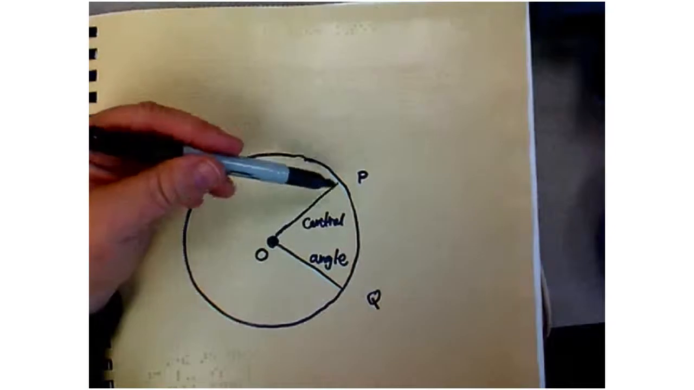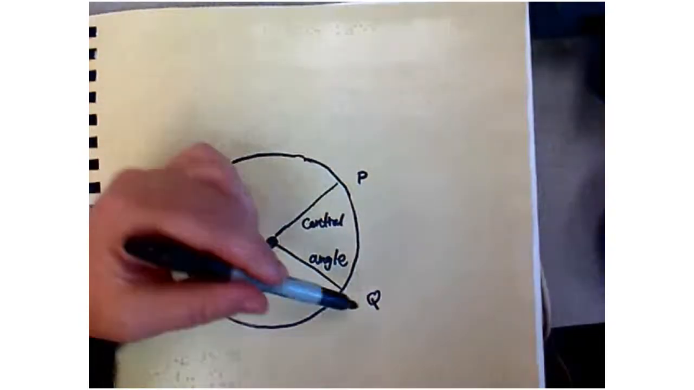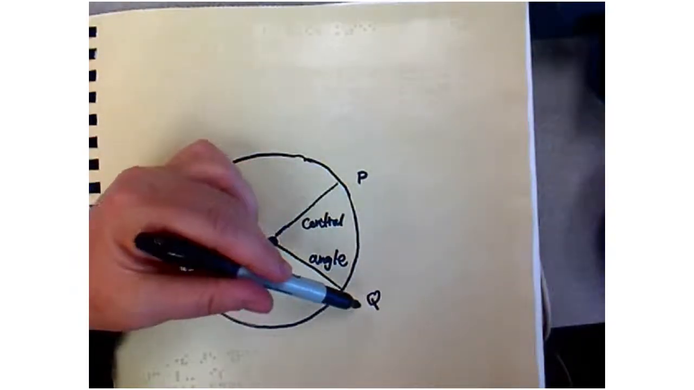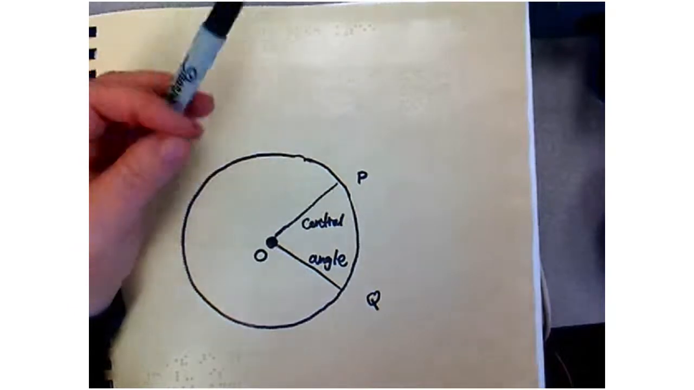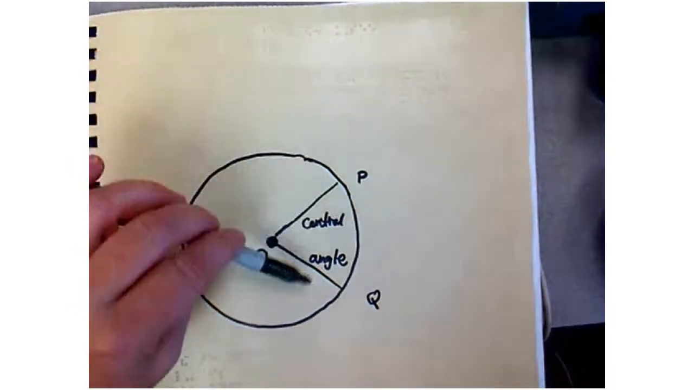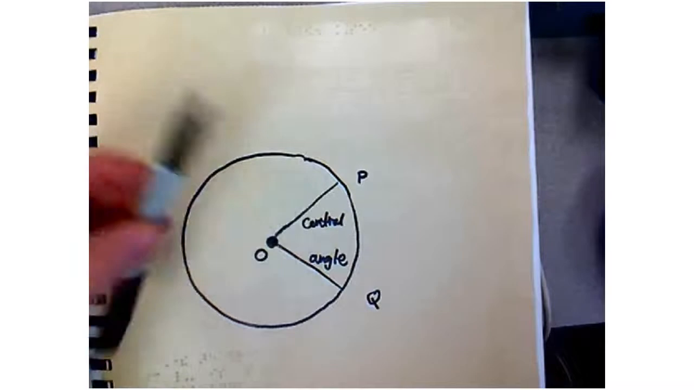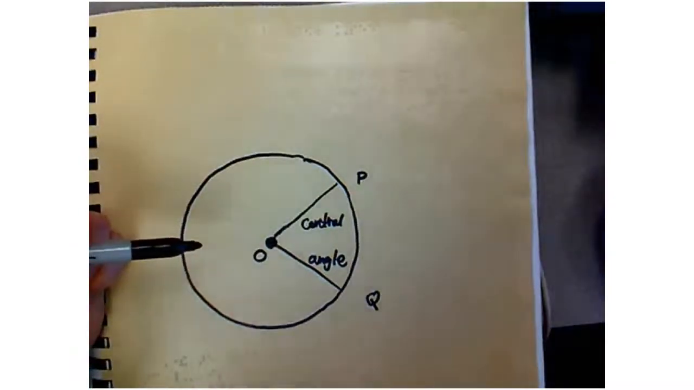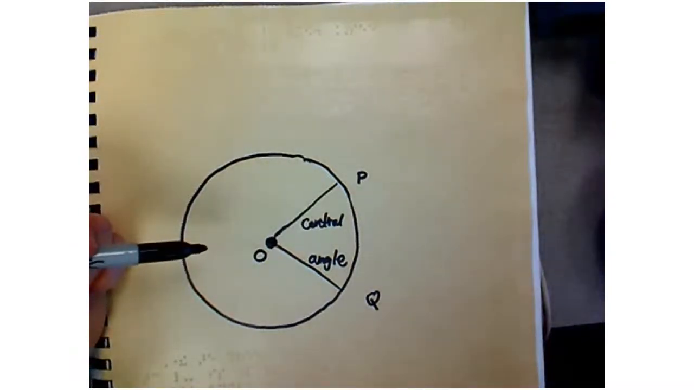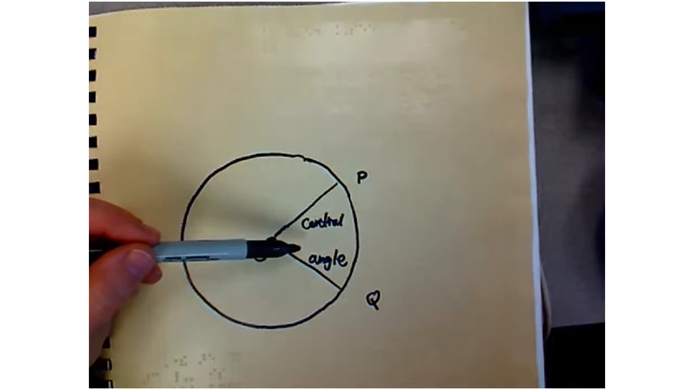You've been looking at angles since chapter 3, right? So POQ or QOP is a central angle. Inside, between the P and the Q, is a measurement that looks like it's probably close to 45 or 50 degrees. That's called the central angle.